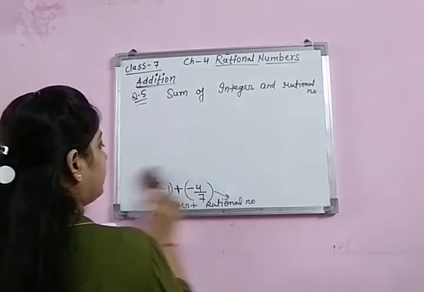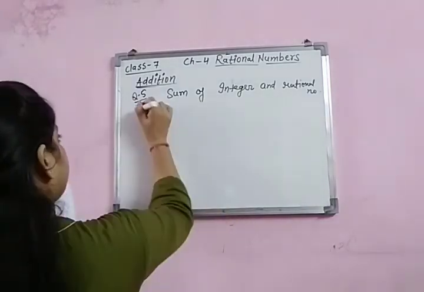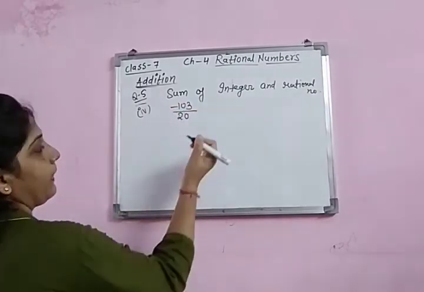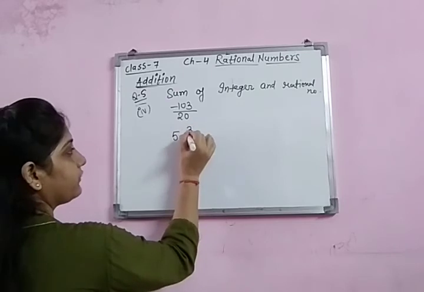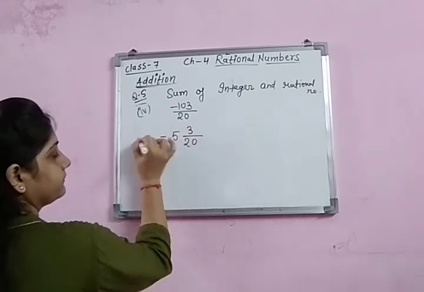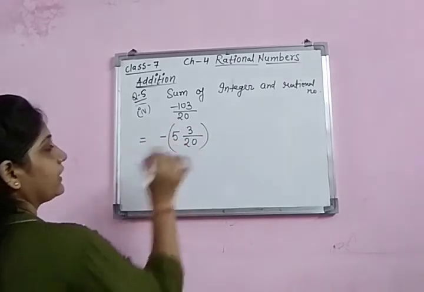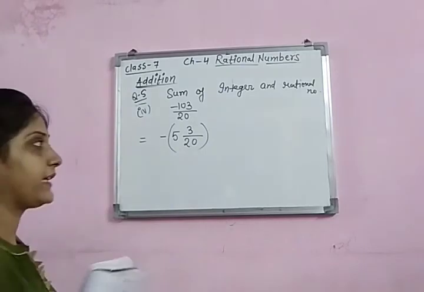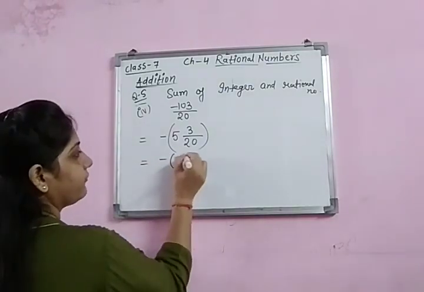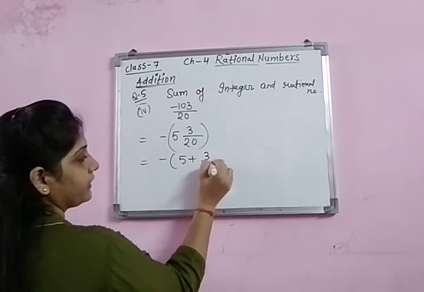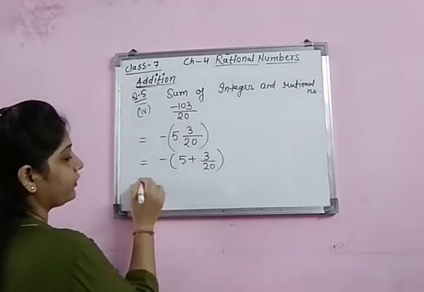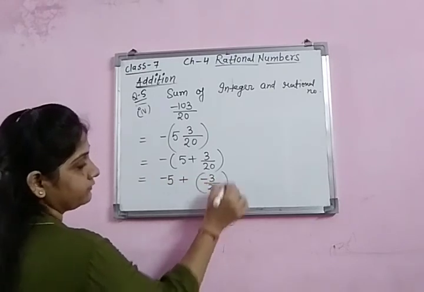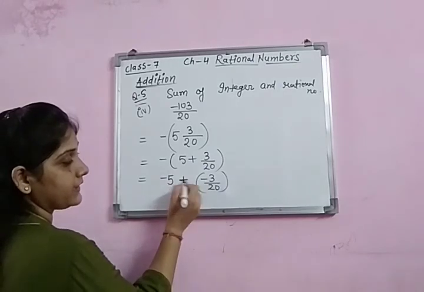The procedure is the same. Fourth part, negative 103 by 20. So 20 fives are 100 and 3 is the remainder. Agree? Sorry, 20 fives are 100, plus 3. 103 by 20. The negative I have taken outside the bracket. Now it can be written as negative of 5 plus 3 by 20. Correct? Now this negative is for both. So I can write negative 5 plus negative 3 by 20. I put this negative with both the numbers and the addition remains as it is.